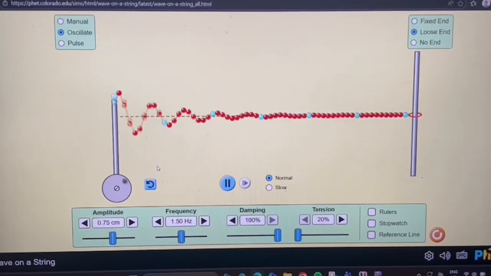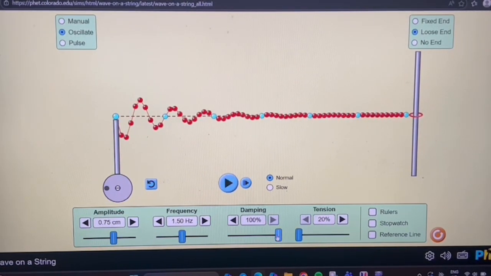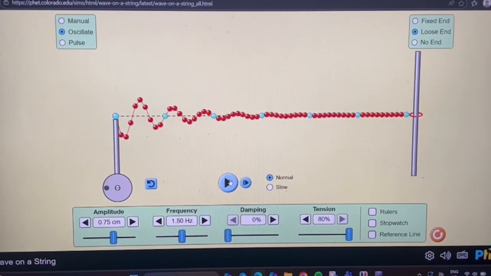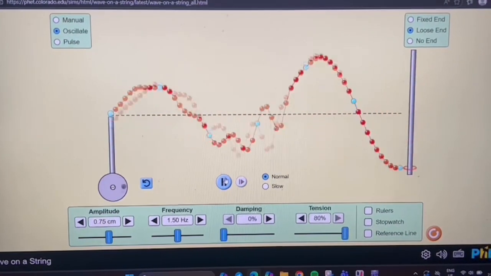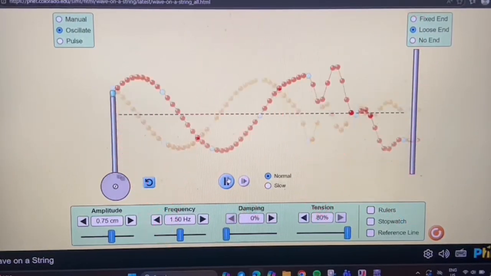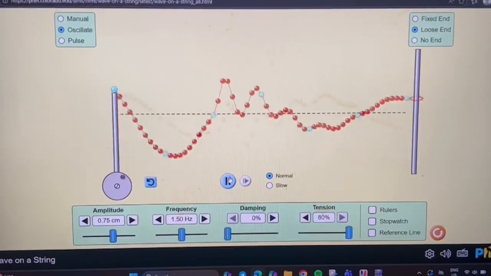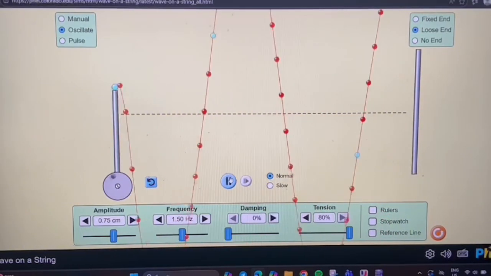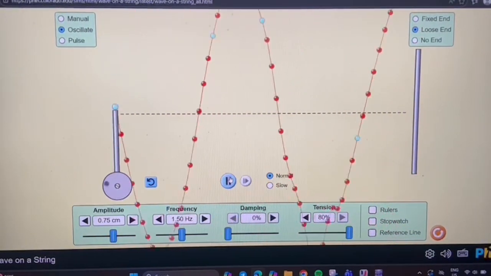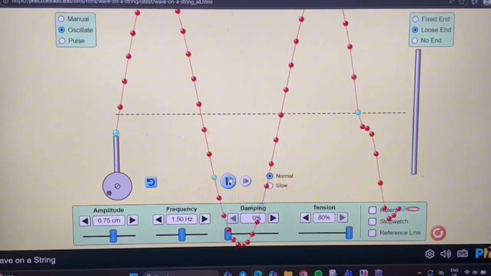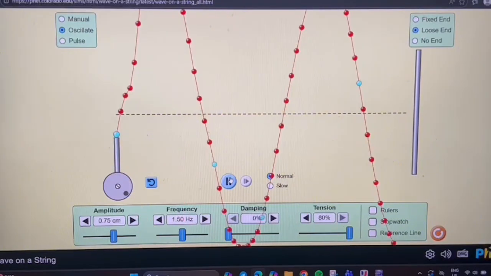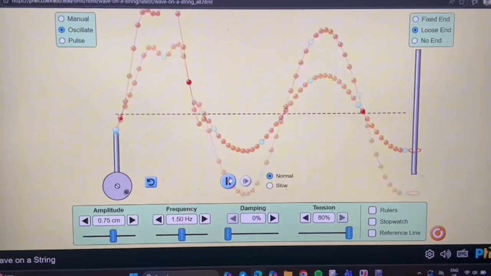Next, if we change to low damping and high tension, we see the simulation. The wave pulse travels faster and the reflected pulse is clear and strong. Reflection is upright, in the same direction as the incoming pulse. When high tension happens, the wave speed increases, and with low damping there is very little energy loss.